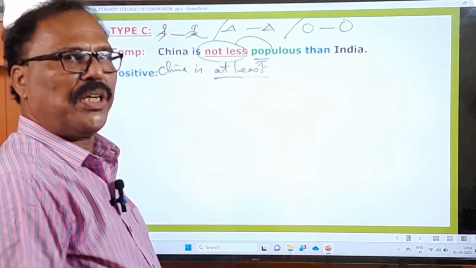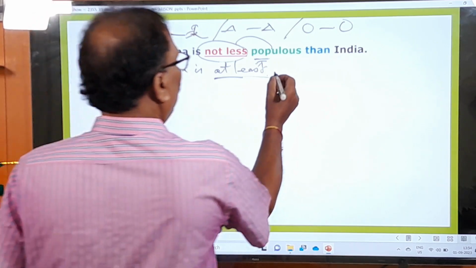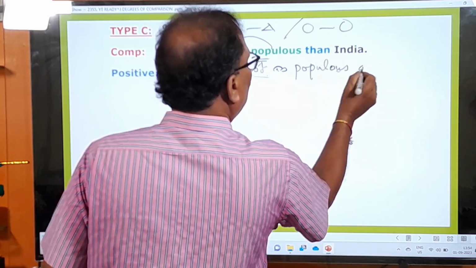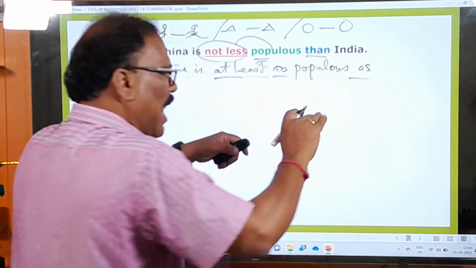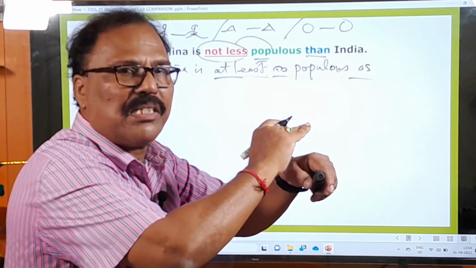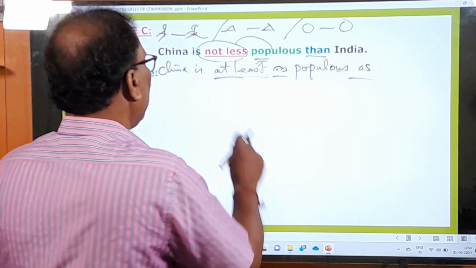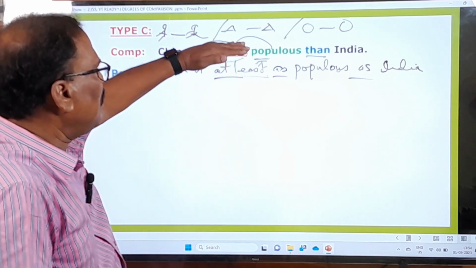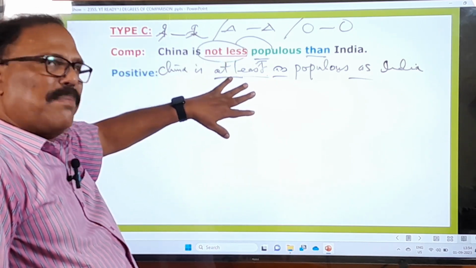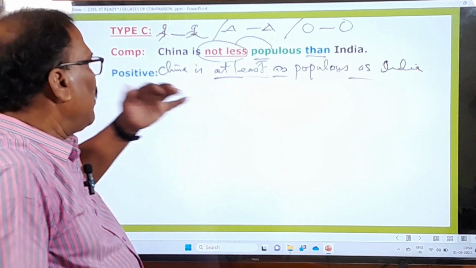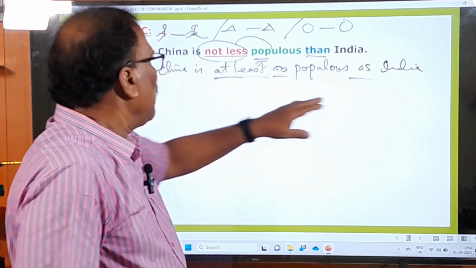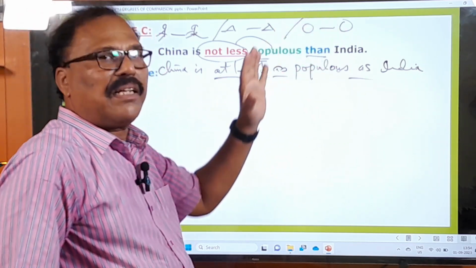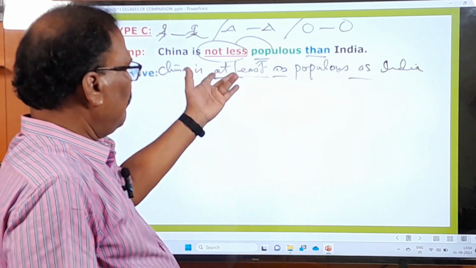At least means almost. As populous, instead of "than", "as". See, the "as... as" pattern is used when both are the same, on the same level. So here, China is at least as populous as India. See how I am changing this comparative sentence into positive. Please watch it. Observation is more important in learning grammar. China is at least as populous as India means China is almost as densely populated as India. That's the Telugu meaning, right?